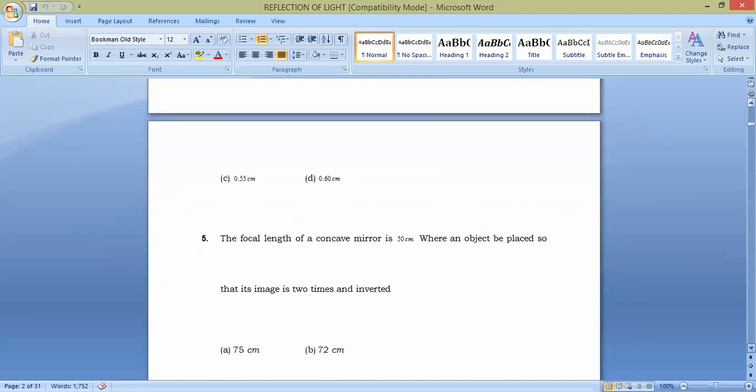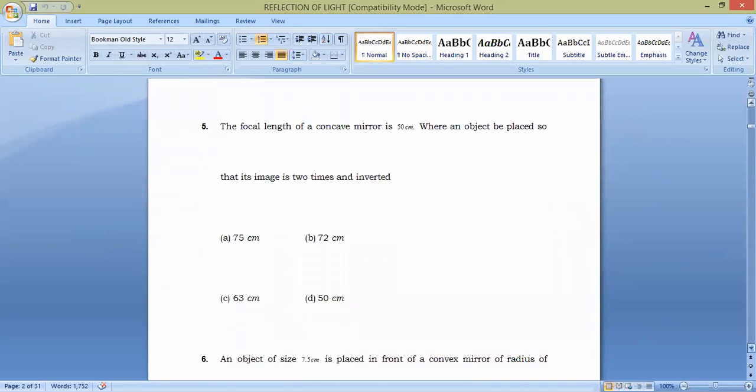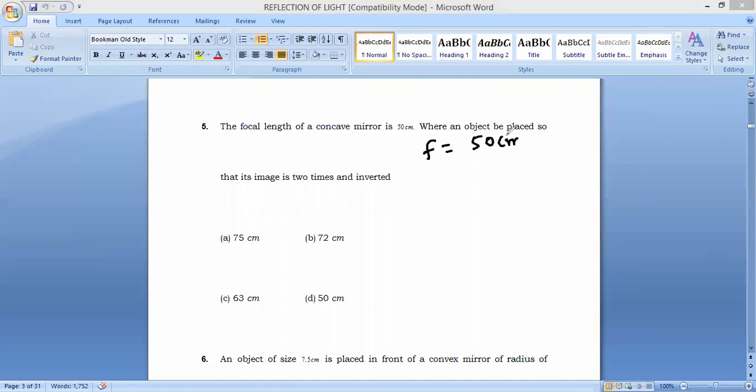Next question is, the focal length of a concave mirror is 50 centimeters. Where should an object be placed so that its image is 2 times and inverted? Firstly, they gave the focal length as 50 centimeters.